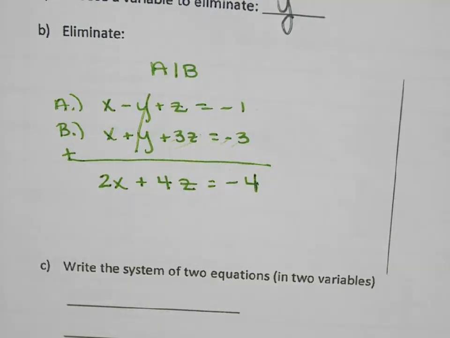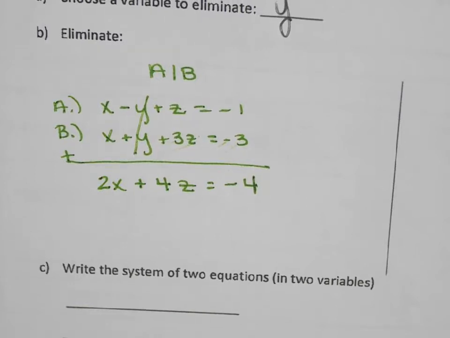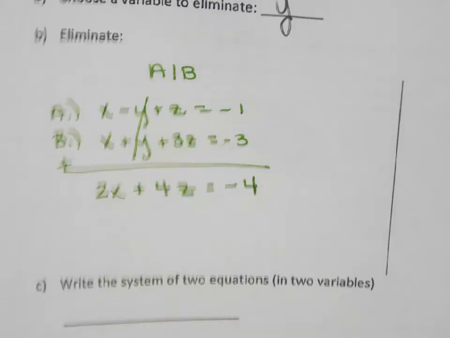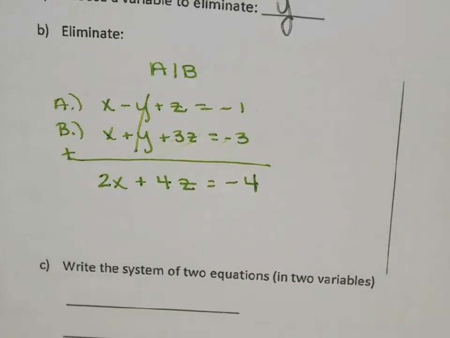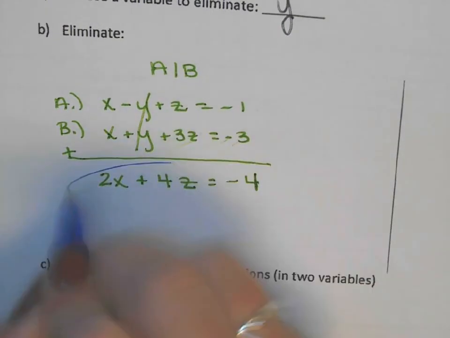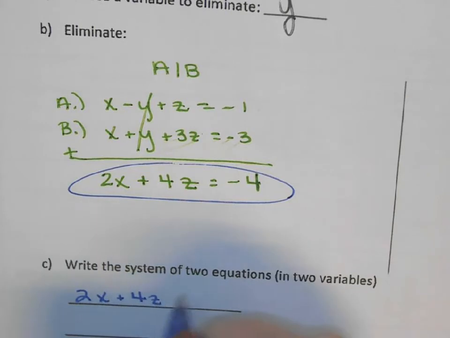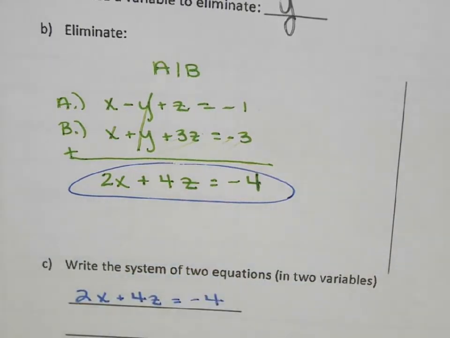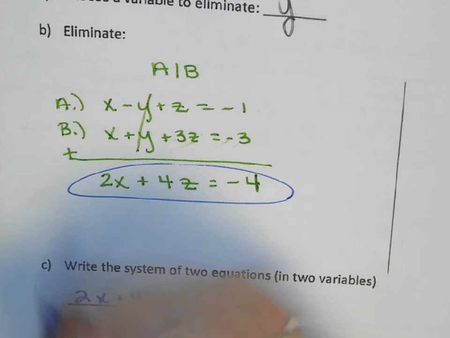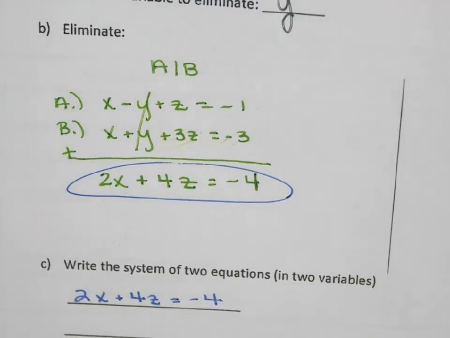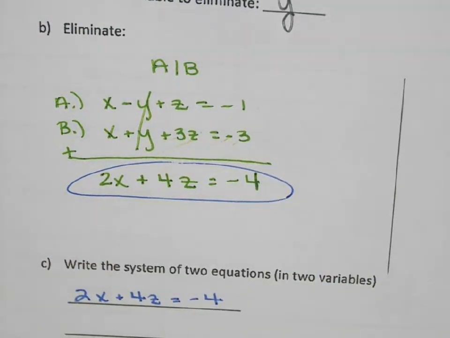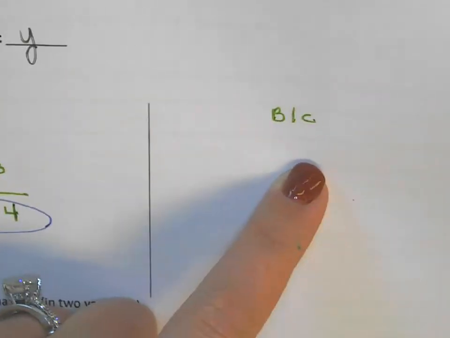So far, so good? Okay. What we did was we created an equation in only 2 variables. So what I'm going to do is write the system of 2 equations in 2 variables, which I did in blue. So that answer, what I got right here, becomes part of my system of 2 equations. That's one of my equations. And then I'm going to come over and do this, because it said times 2, with the combination of B and C.